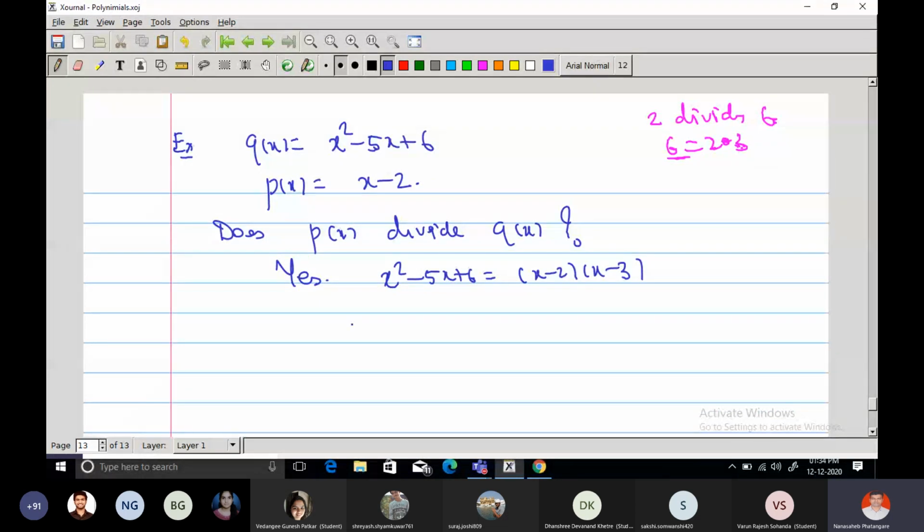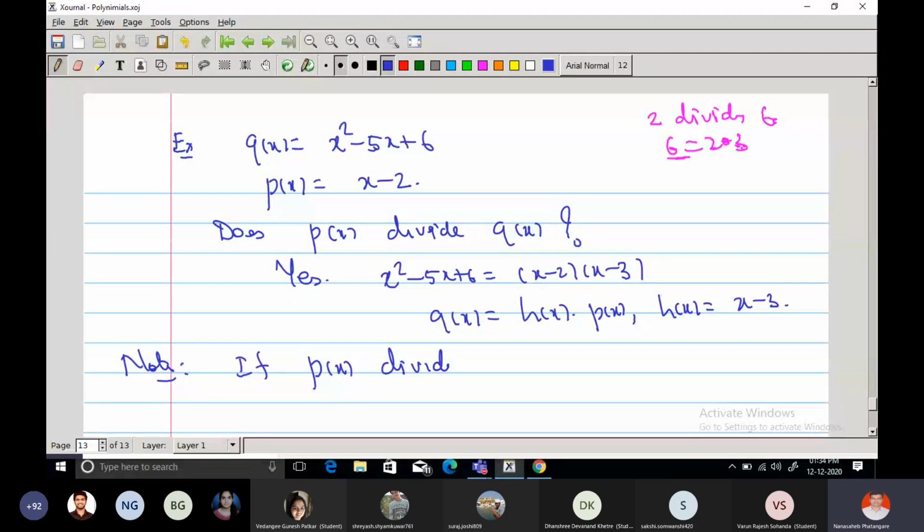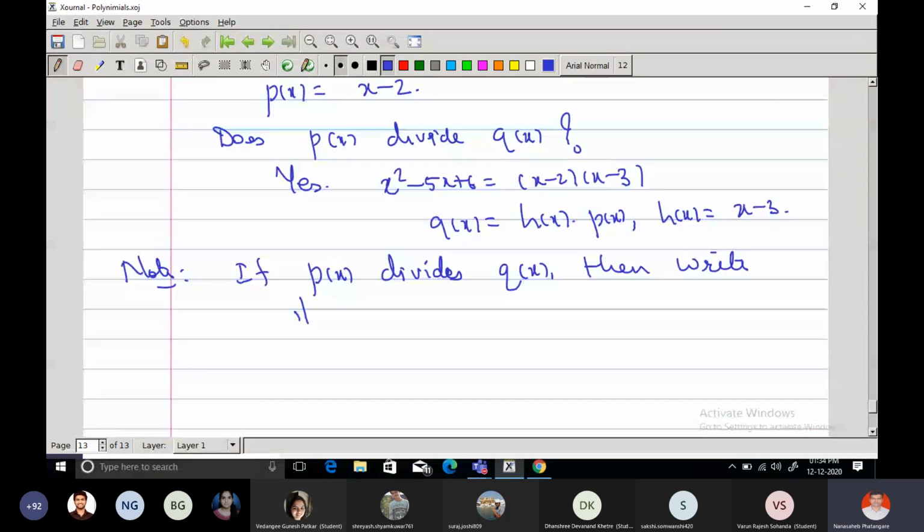So note that if px divides qx, then we write it as px vertical line qx, right? Not a slanting line, not a horizontal line. It is clearly a vertical line, right? So px divides qx. What does it mean? In this case, x minus 2 divides x square minus 5x plus 6, right? Is it true? x minus 2 divides x square minus 5x plus 6.